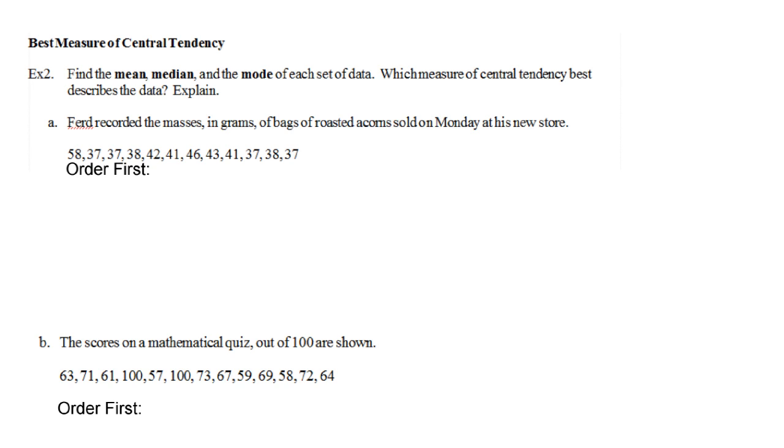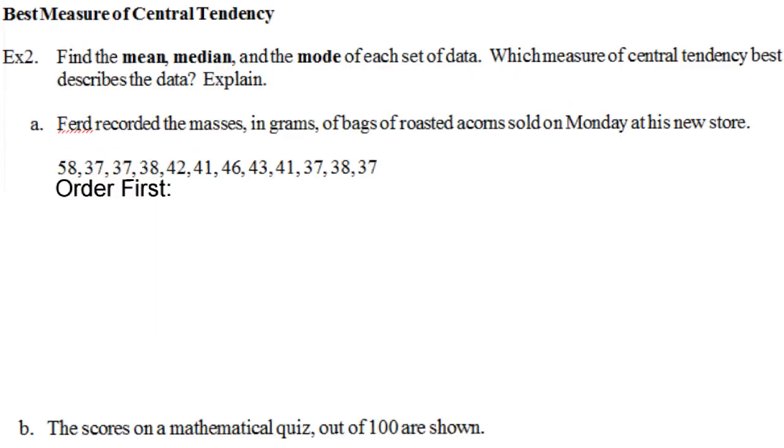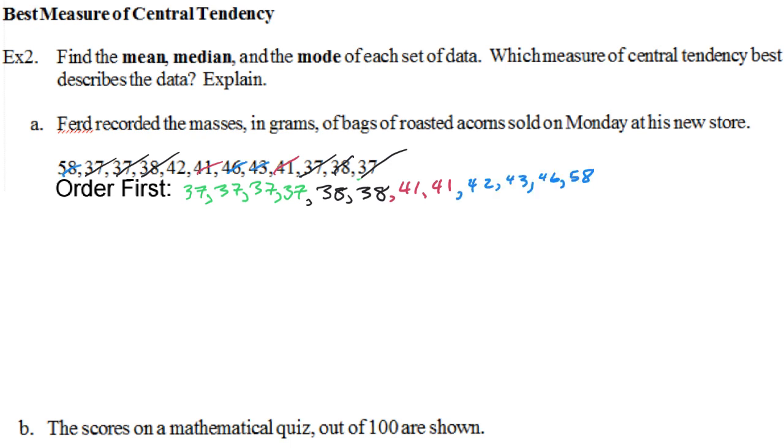So the first thing that we have is Ferd having masses in bags of roasted acorns that he sold Monday at his new store. So these are all the masses that we have, and we need to order them. So let's do that now. The lowest number is 37, and there are 4 of them. And then we have 2 38s, 2 41s, and 43 through 58. And now we have our list organized.